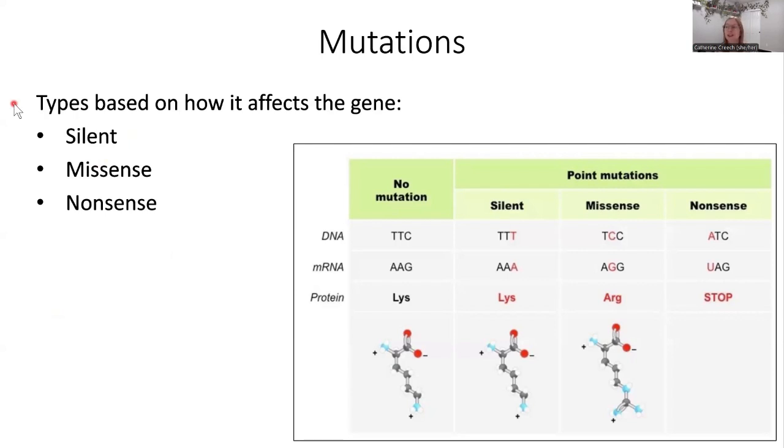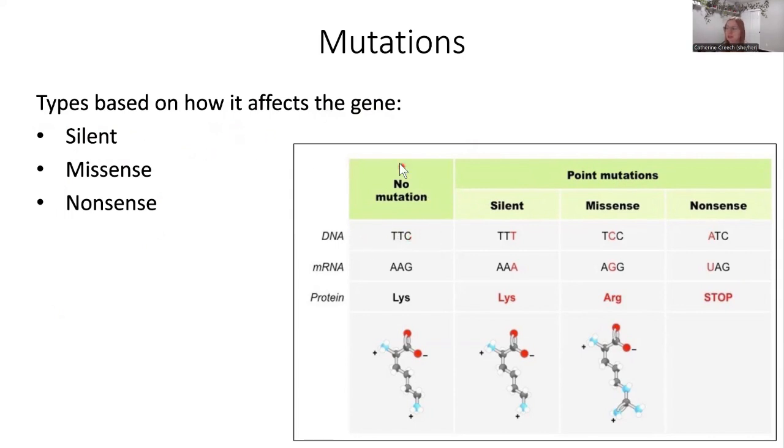We can classify mutations based on how they affect a gene, and we have 3 main categories. So here we have our types of mutations. We're going to look at point mutations first. Point mutations change one single nucleotide, just one.